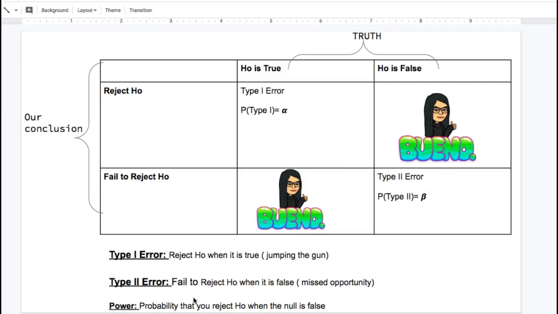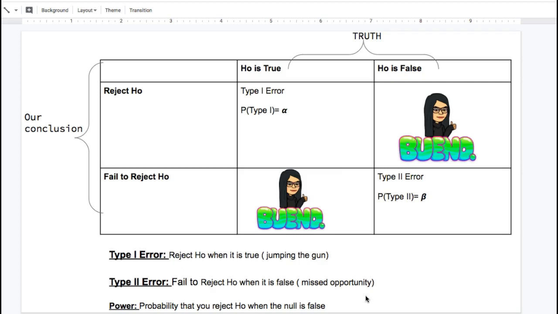Okay? So on your sheet, you have space to copy this definition down. Your type 1 error, you reject the null when it's true. Type 2 error, you fail to reject the null when it's false. It could help you remember a type 1 error. Sometimes we think of it as jumping the gun. And then a type 2 error is a missed opportunity.